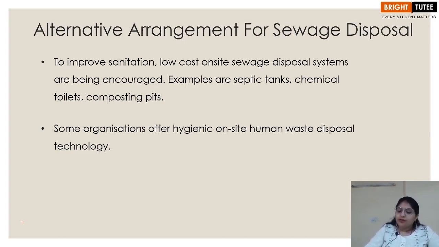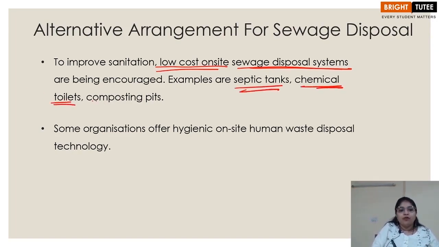First of all, alternate arrangement is important because it improves the sanitation of the places where a sewage system is not there. Apart from that, low cost on-site sewage disposal systems are being encouraged. The examples are septic tanks, chemical toilets, right, composting pits. All of these are on-site low-cost systems. So what happens in these? Usually septic tanks, chemical toilets or composting pits are all low cost on-site things. In on-site disposal, you do not have a sewage system, and on the spot the cleaning takes place, right?